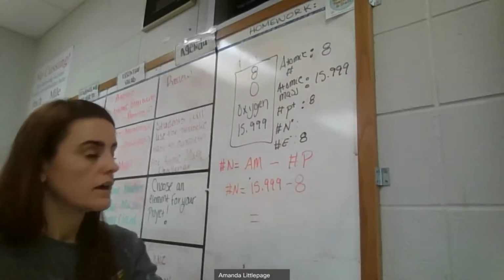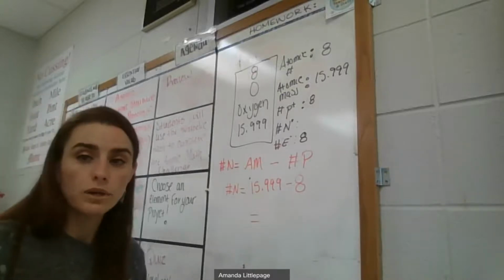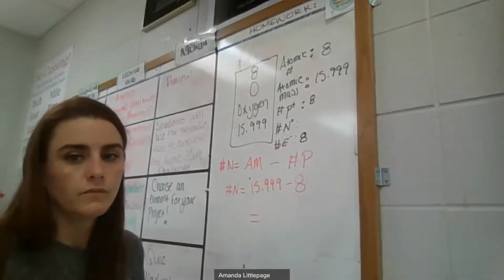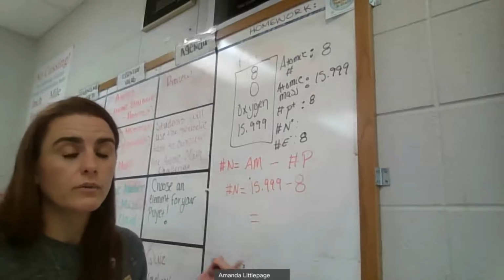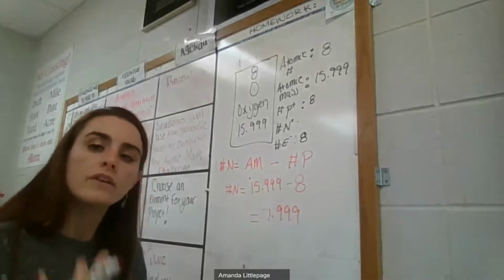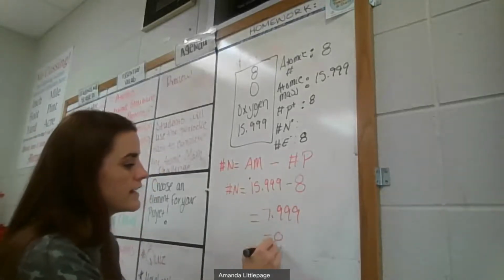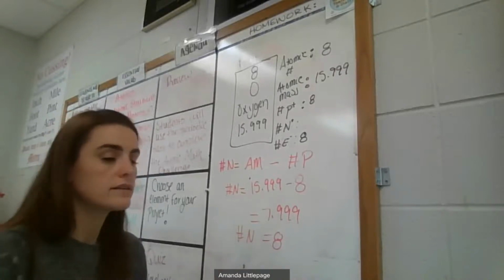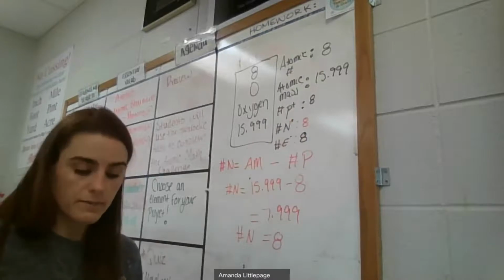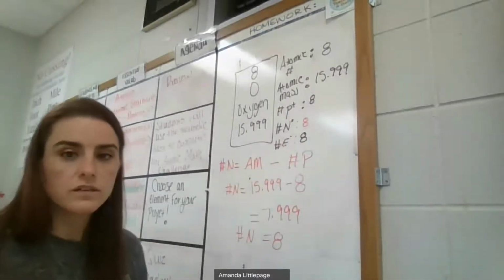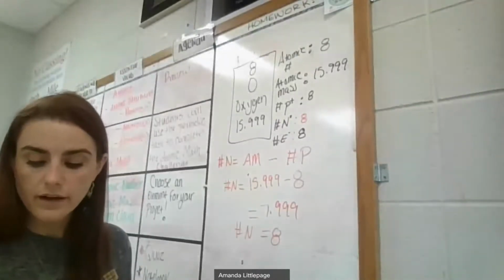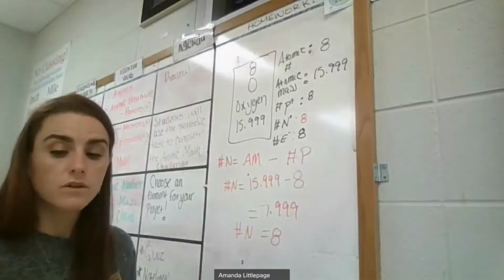All right. And so then you guys should plug that in, okay? And you should get somewhere around 7.999. And then at this point, you would round. So 7.999 rounds to 8. The number of neutrons in oxygen is equal to 8, okay? So you're going to do this for oxygen, zinc, lithium, silicon, boron, and bromine, the first 6 on that worksheet.